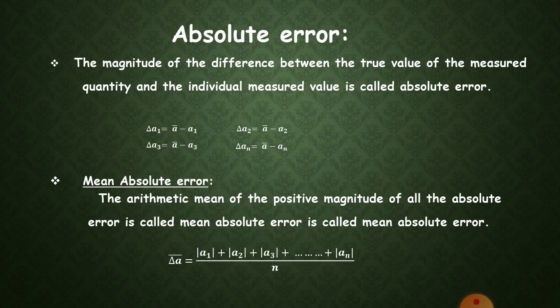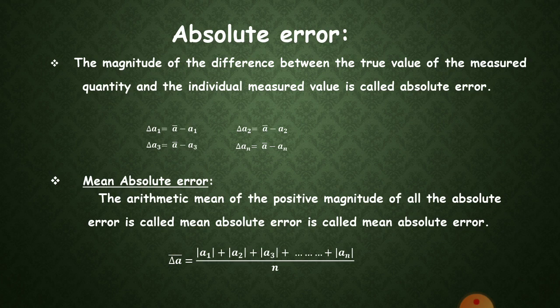Then the mean absolute error. Mean absolute error is the mean of all the differences which you have calculated. What you will obtain, students, is that in some cases that difference is positive, and in some cases the difference is negative. This delta A bar in the figure is equal to mod of delta A1 plus mod of delta A2 plus mod of delta A3 up to delta An, divided by n.